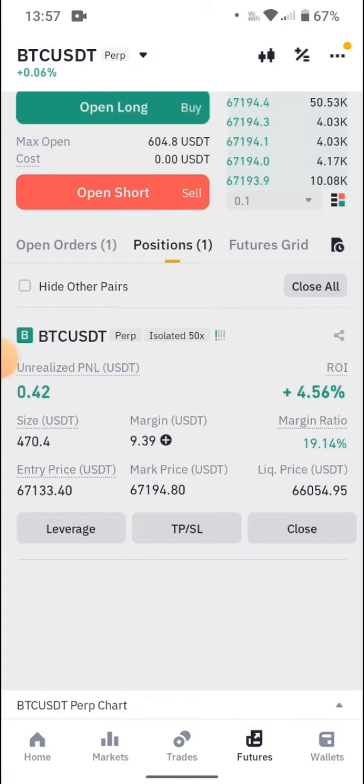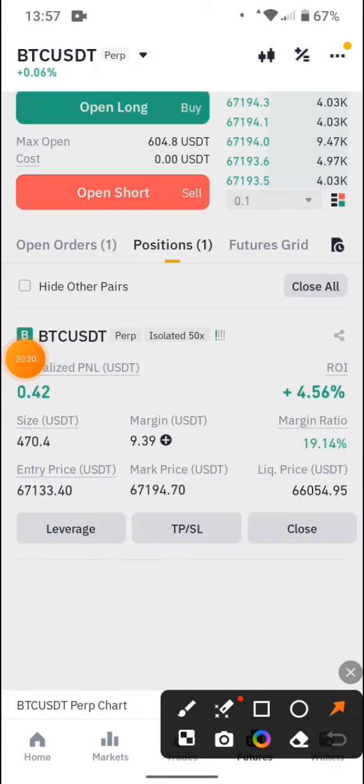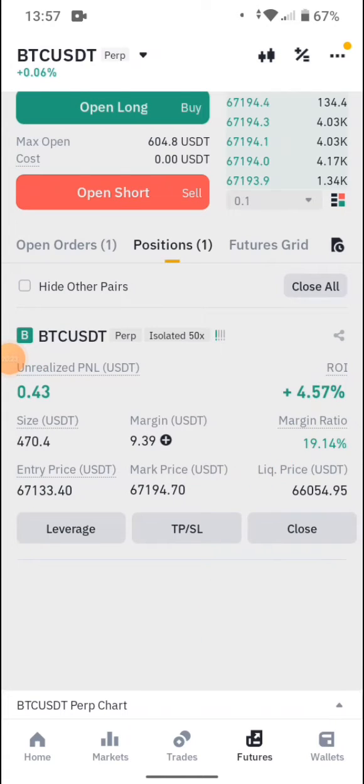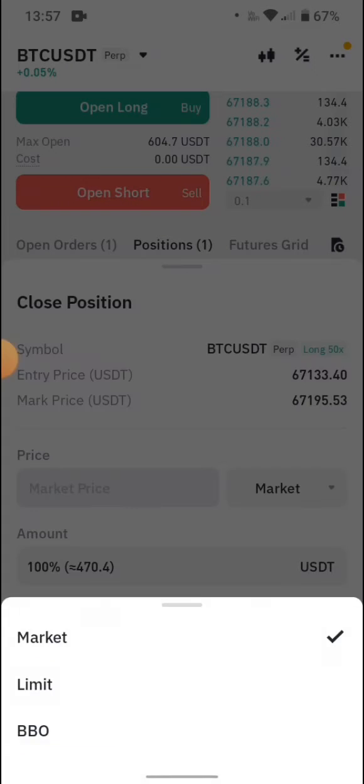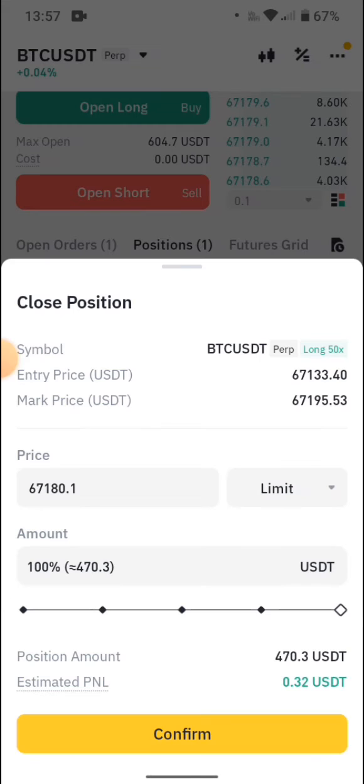If you want to share, you can share this to your Telegram community or with friends. You just press the share button. If you want to close your trade, you can just type in here close. You can close with market or limit order. At what point do you want to close? You enter the amount here.